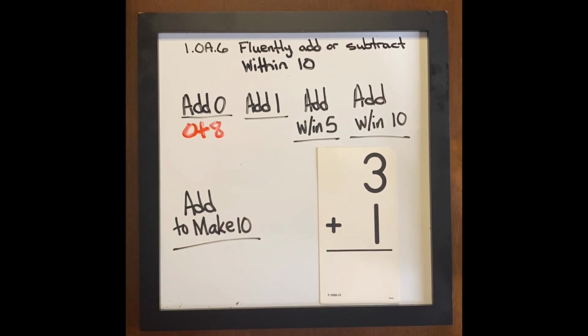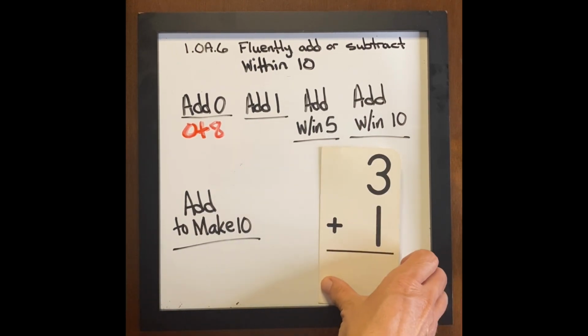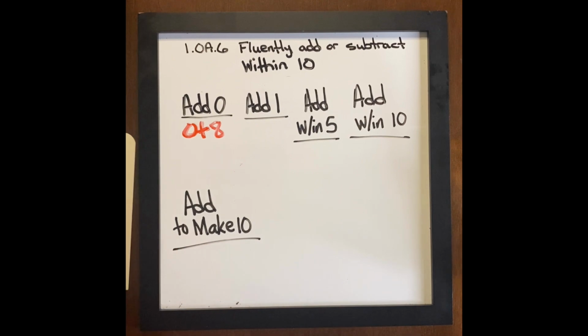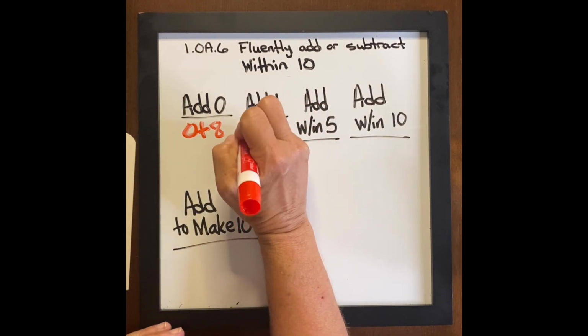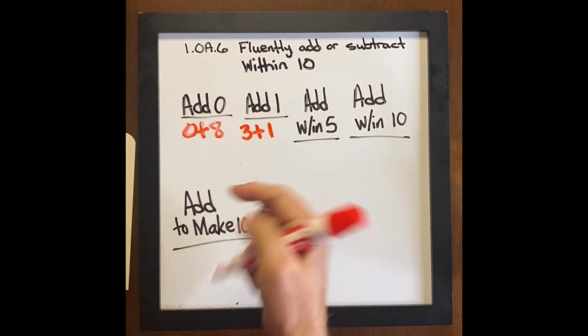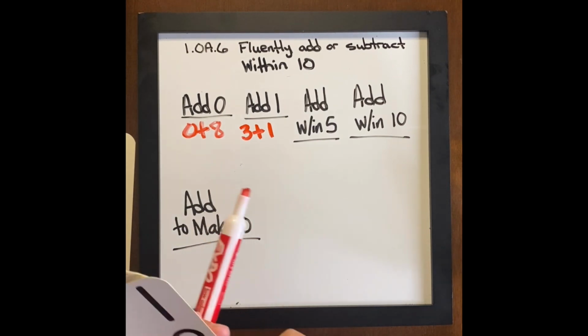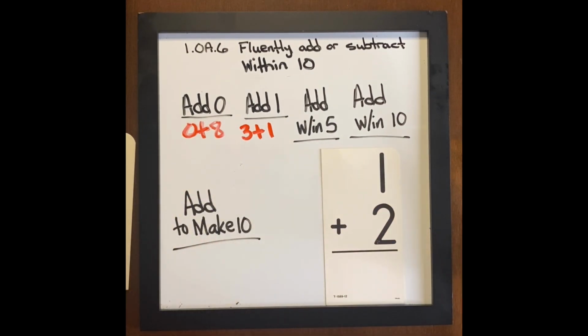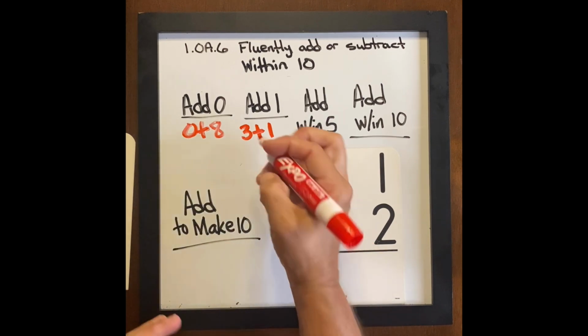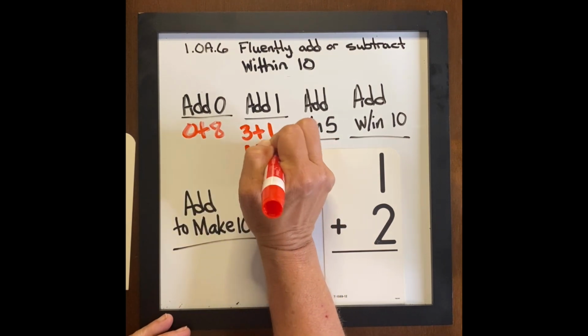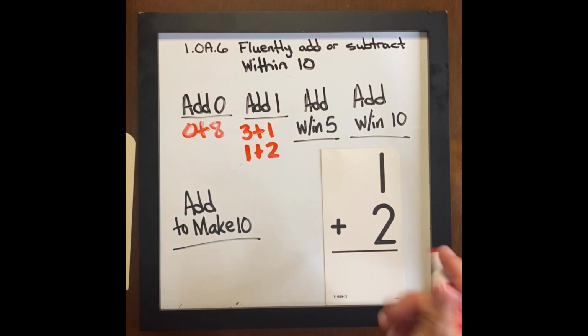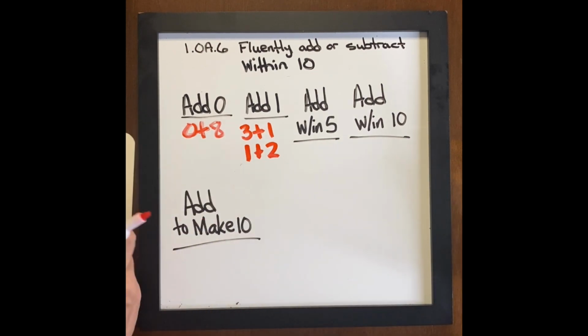Next one, 3 plus 1, I would ask, where does that belong and why? This belongs in add 1 because it is a neighbor number. I know 3 plus 1 equals 4. Here we have 1 plus 2. Again, also a neighbor number. We want our students to be successful with this. We're not trying to trick them at all.